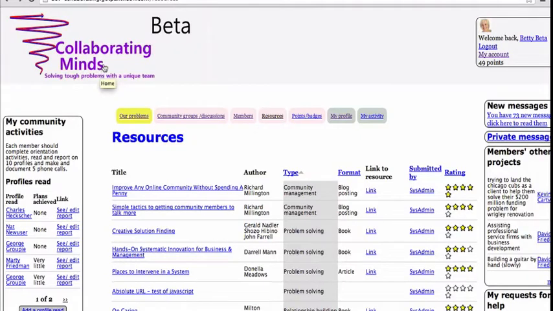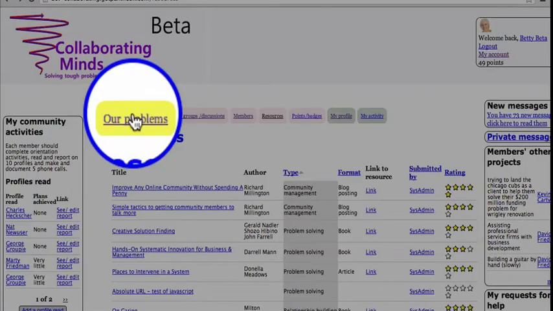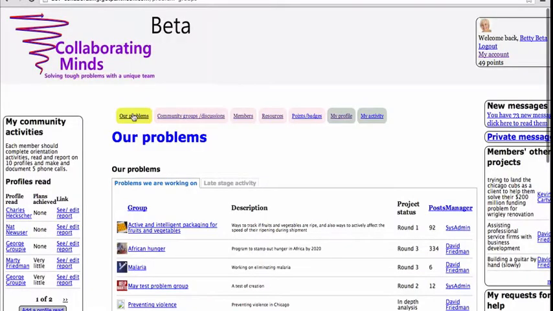Let's turn now to group problem solving. The structured problem-solving system is easily accessed through the Our Problems tab. We can take a look at a problem in the initial round of the problem-solving process. Most of our problems follow a structure that involves multiple rounds of problem-solving. We also have a simpler structure that we use for other problems.